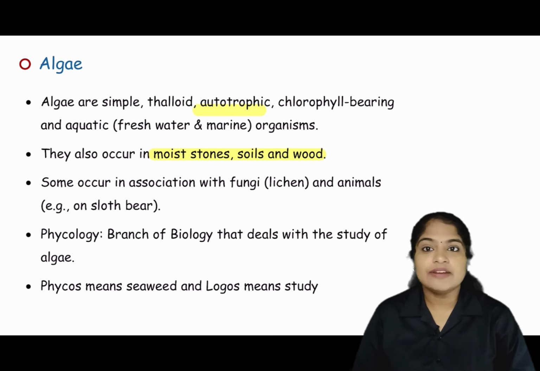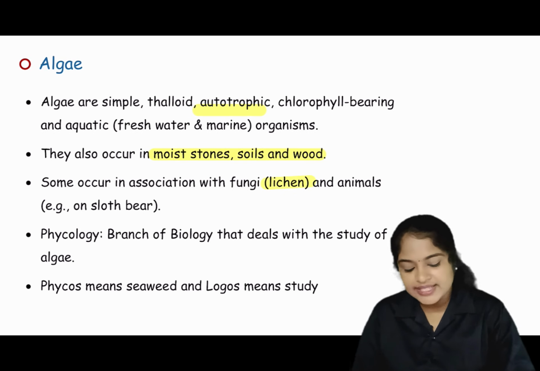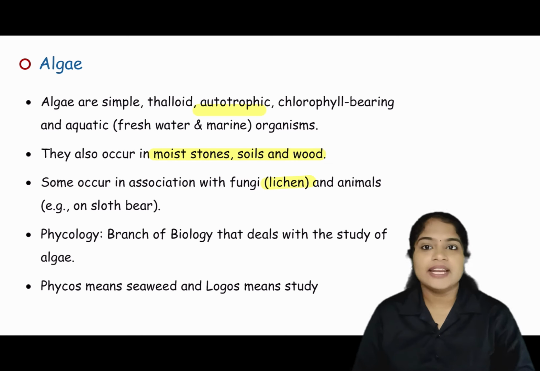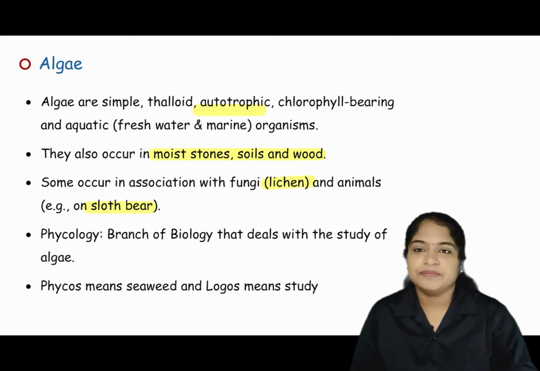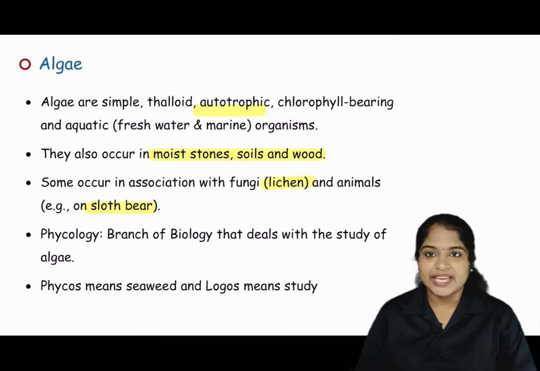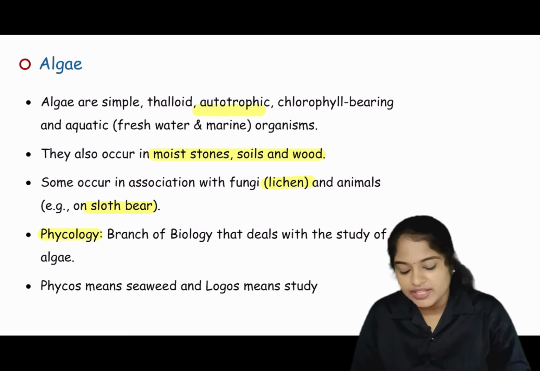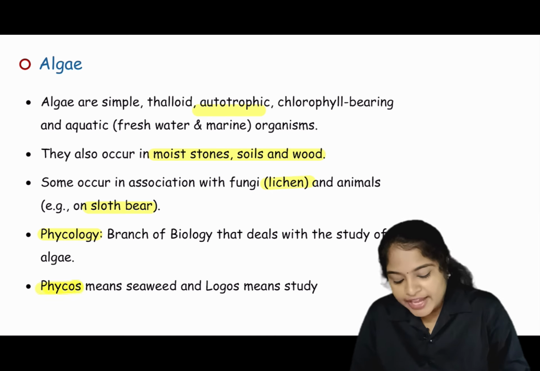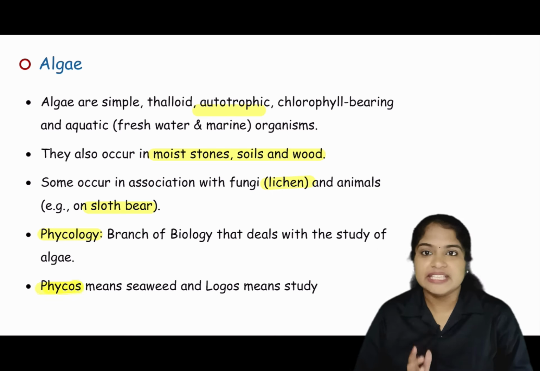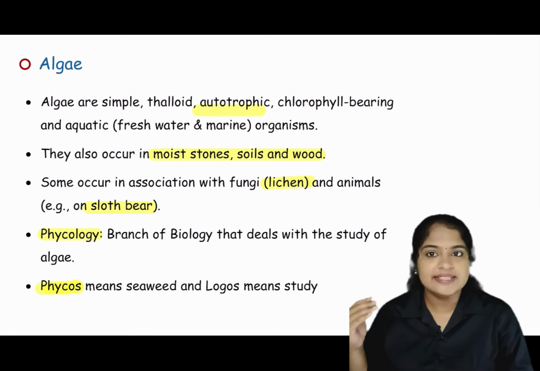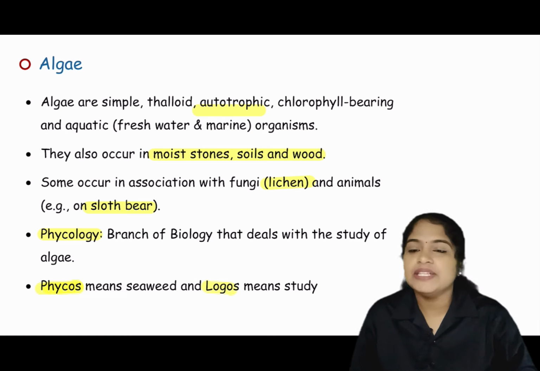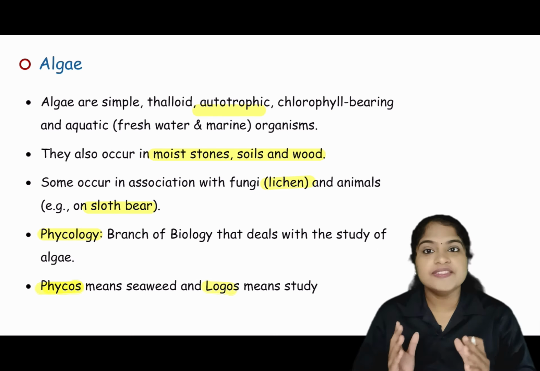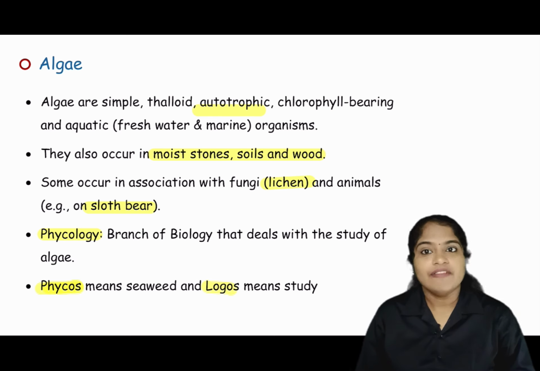Some of these algae are found in association with fungi, called lichens, and also with other animals like the sloth bear. Coming to the study of algae, the branch of science that deals with the study of algae is called phycology. Here we can split this term and understand the meaning. Phycos means seaweed, which is found in the sea, and logos means study. So the study of seaweeds is called phycology, and that is the study of algae.